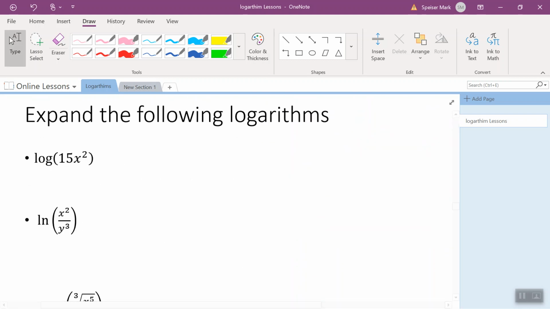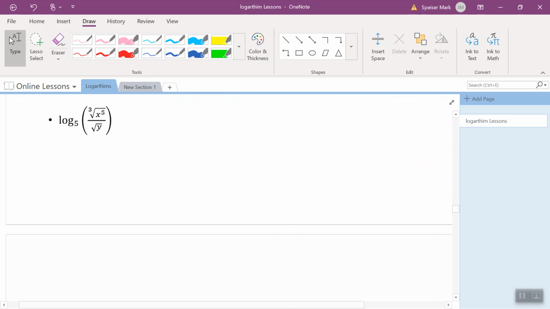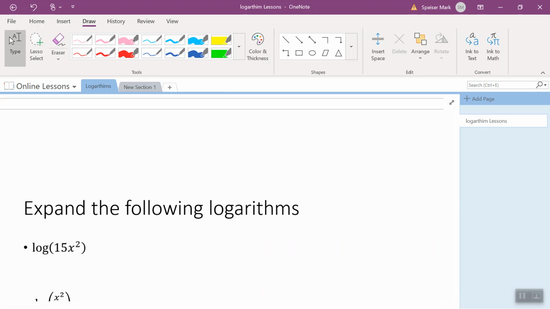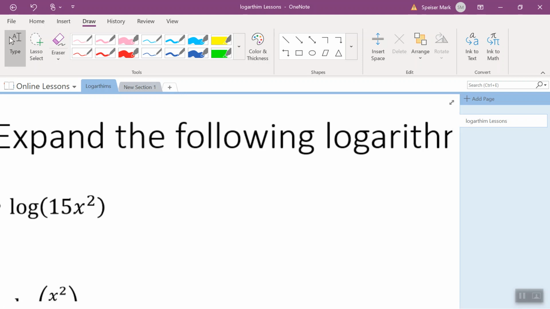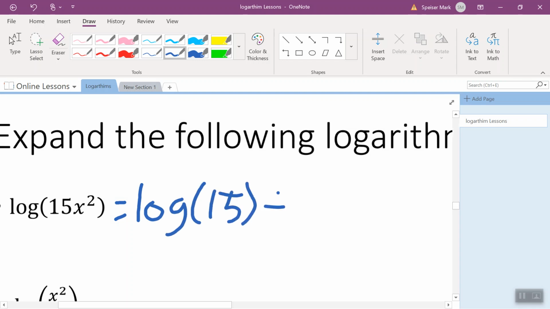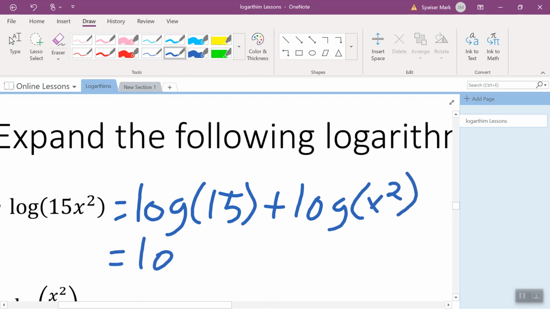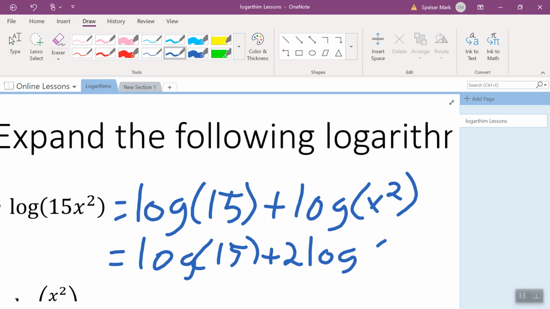Okay. Now, sometimes they ask you to expand logarithmic expressions using the logarithmic laws. Let's see this example. So log of 15x squared: you use the product rule to break it up. Log of 15 plus log of x squared. Then use the power rule to simplify some more. Log of 15 plus 2 times log of x. And that is this log expanded.